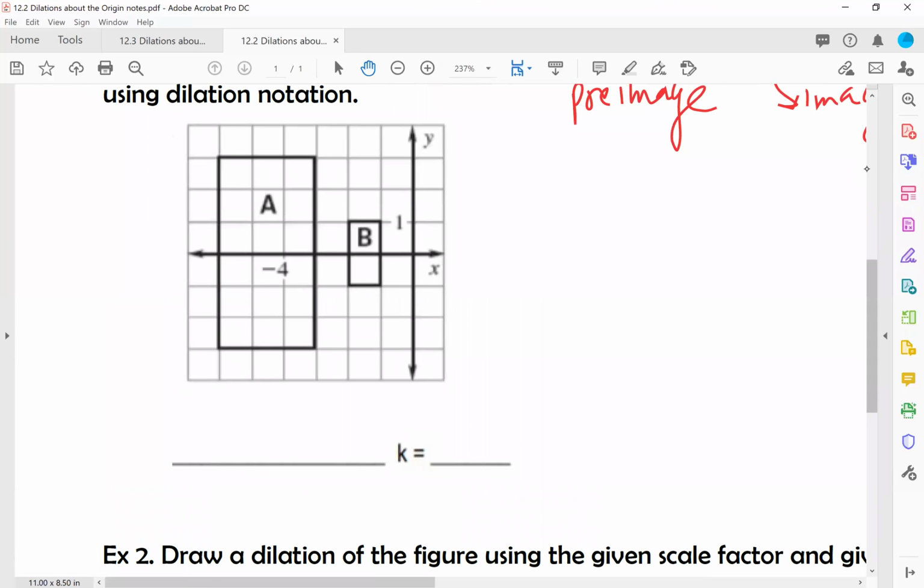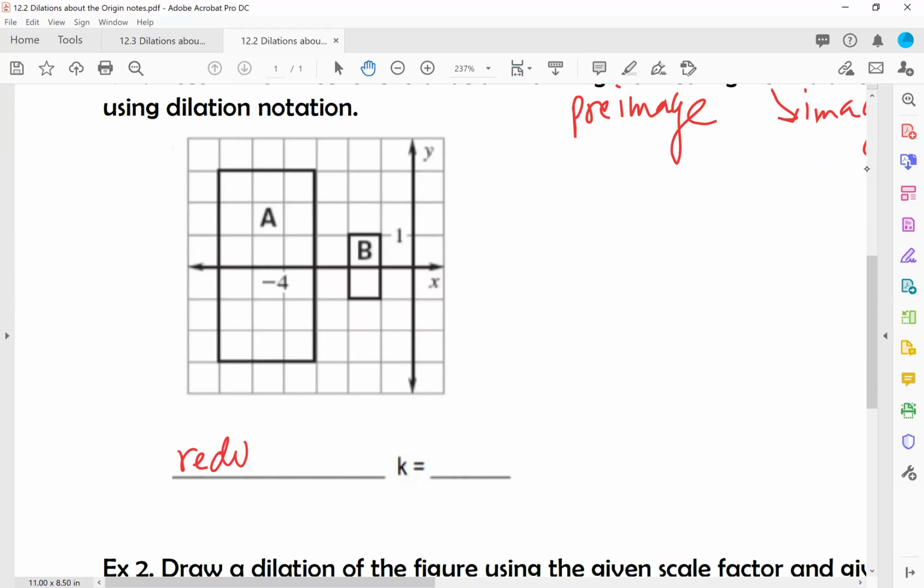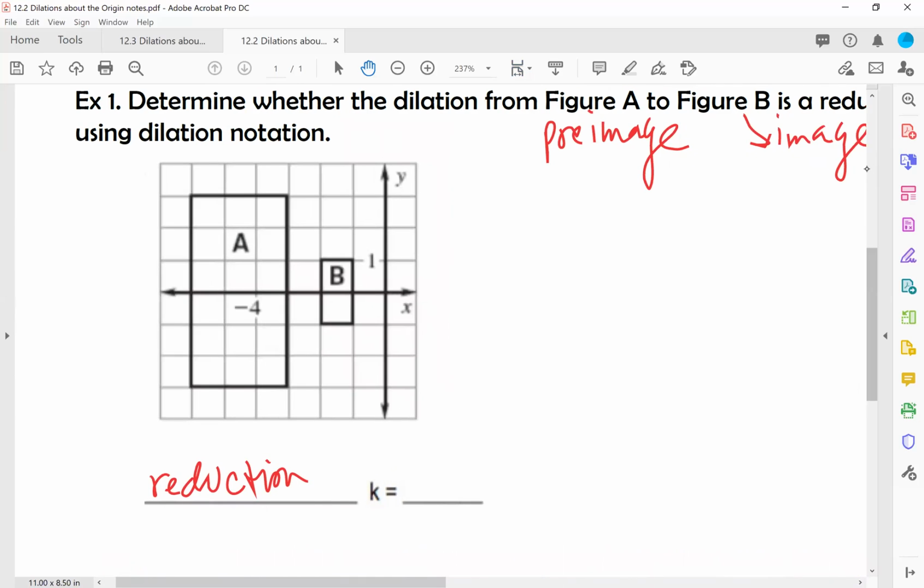So if we look at this one, we can see A is this big rectangle and then B is the smaller one. So clearly we're getting smaller. So it is going to be a reduction. Okay, a reduction. And then to figure out the scale factor, there are 2 ways we can do this. We can get a coordinate from each A and B and then divide, or you can also count the sides. So to find your scale factor, and this is kind of like a formula, your scale factor is always new divided by old, okay? New divided by old.